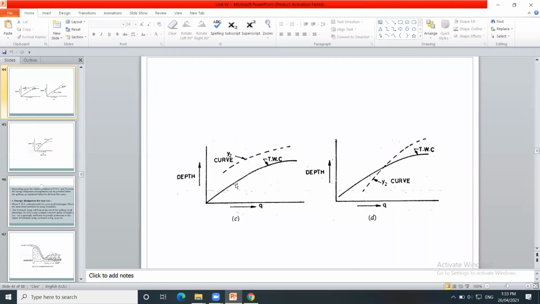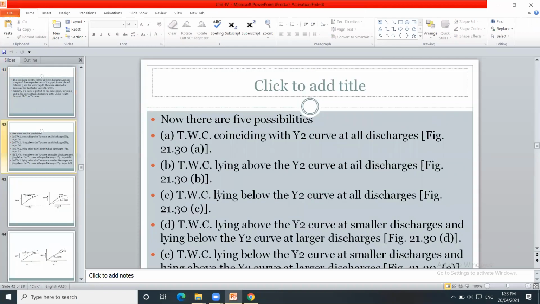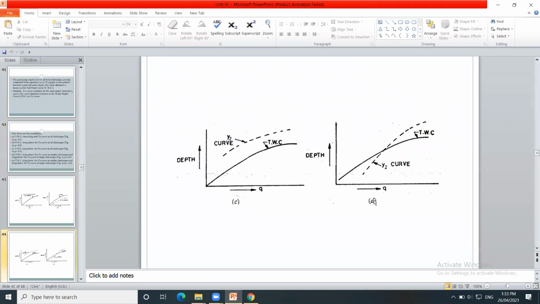Third case: TWC lying below the Y2 curve at all discharges. Third case means diagram C, the dotted line Y2 curve which is above this TWC, the tailwater curve.